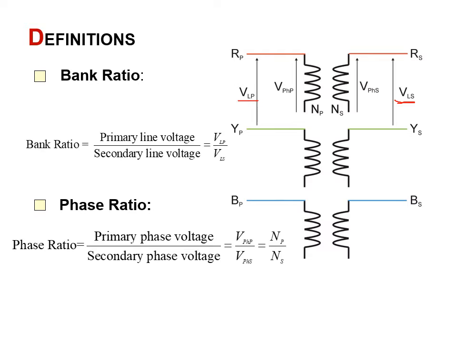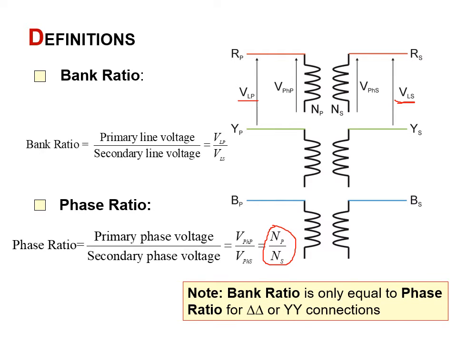The other definition is the phase ratio, which is the primary phase voltage divided by the secondary phase voltage. This is also equal to the turns ratio. So these are two useful definitions. As we'll see, the bank ratio and phase ratio are equal when we have delta delta or star star connections.